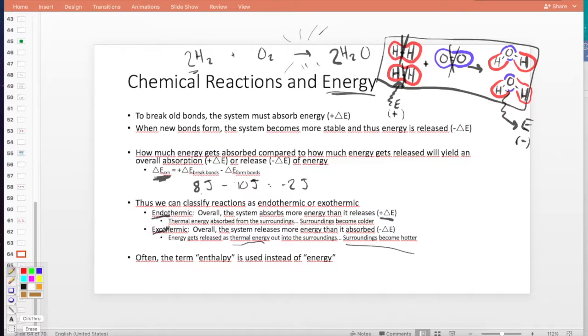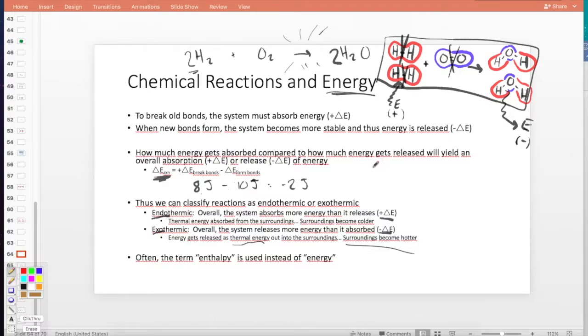Exo, what does exo mean? It means outside. The system releases energy. There's a negative delta E. The system loses more energy than it gained. Just like in this example, it only gained 8 joules, but it lost 10 joules. Overall, we have a negative number when we combine those. Negative delta E. Exo means out, energy is flowing out.